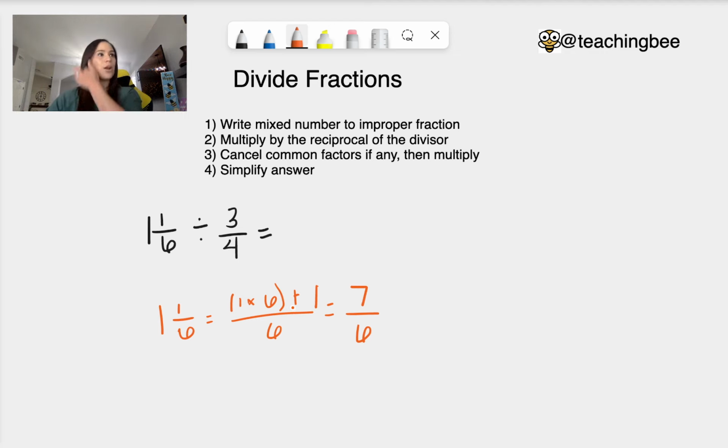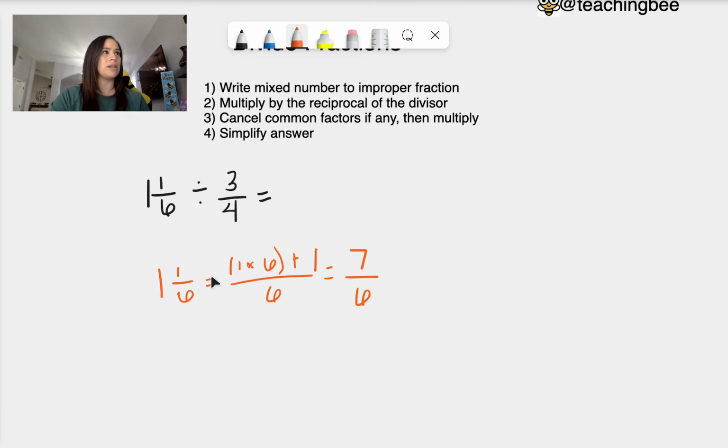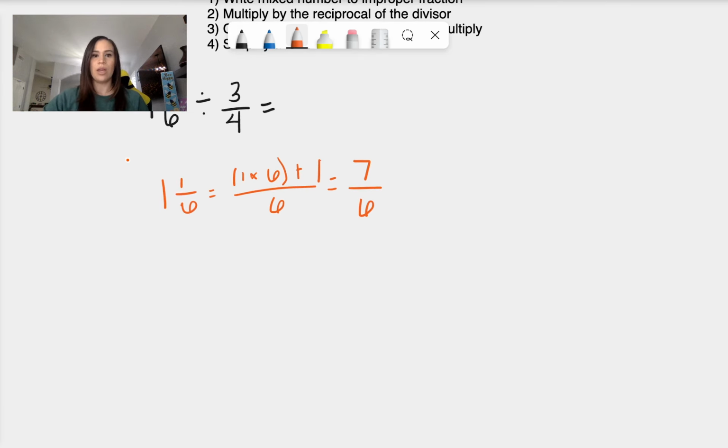So if we rewrite our problem, and I'm going to go ahead and give us a little more space down here, we now have our improper fraction of 7/6 divided by 3/4.